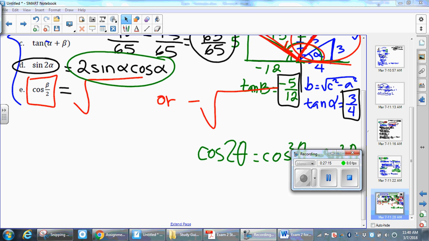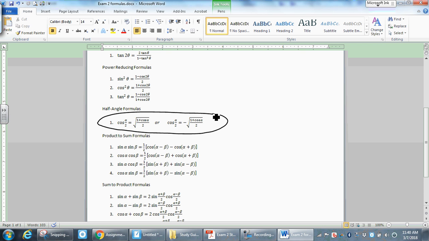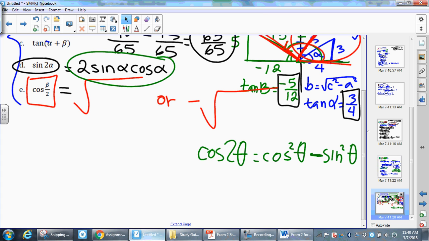So I want you guys to look at the formula sheet, and these are the two that I was talking about. In this case, we take the first one because we already established that the half of the angle beta is going to be in quadrant 1. So that would be the square root of 1 plus cosine beta over 2.